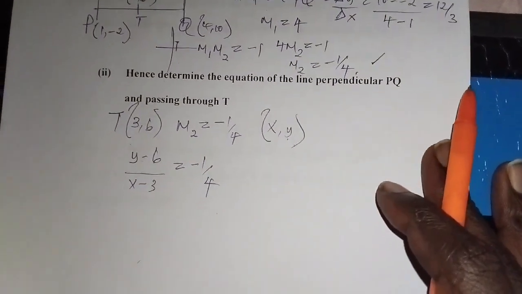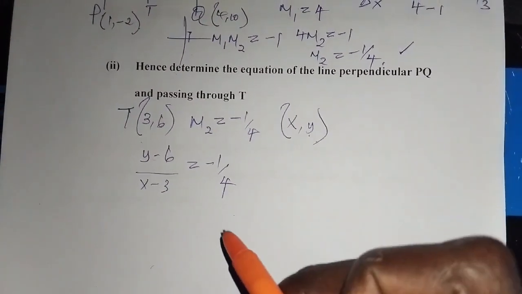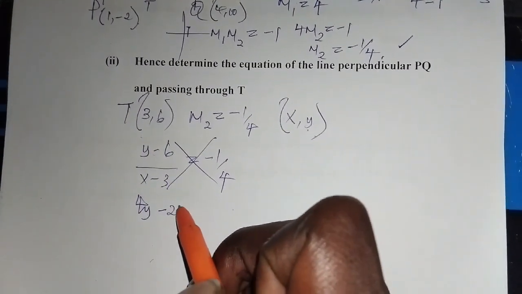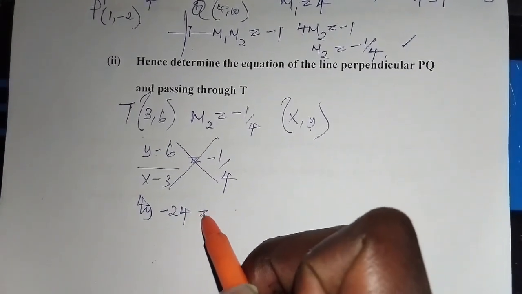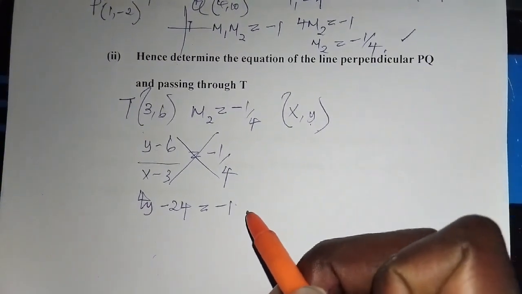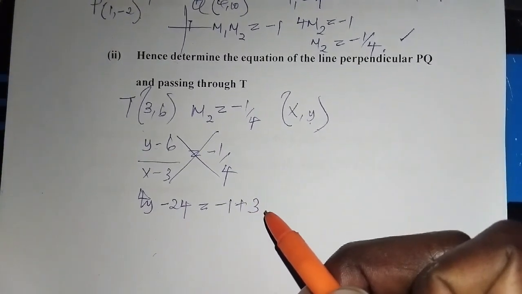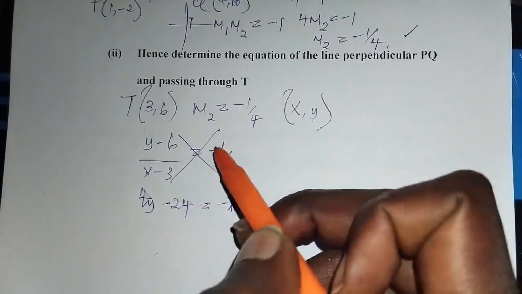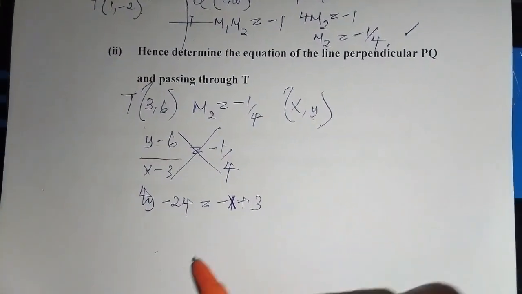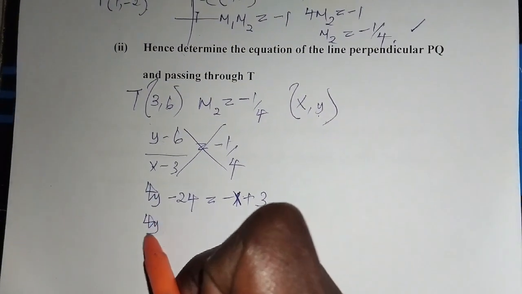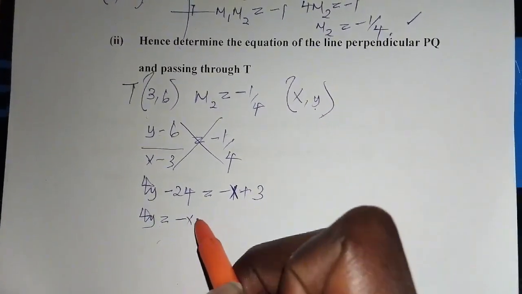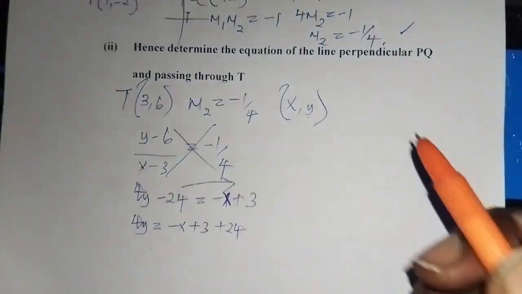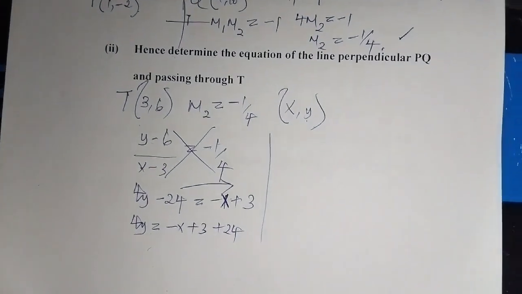So you cross multiply, you'll have 4y minus 24 equals negative 1 plus 3, negative 1x, this is negative x, then plus 3. So you shall have 4y is equal to negative x plus 3, then plus 24. It jumps to the other side, it crosses the equal sign.